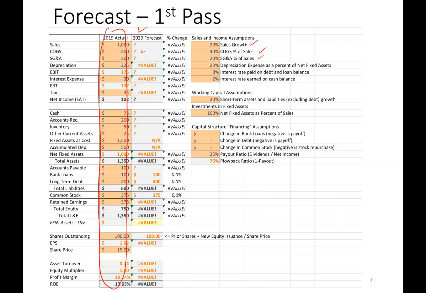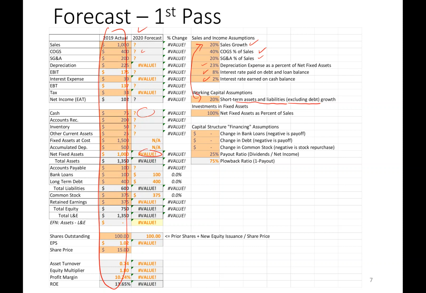Depreciation, we're going to assume this 23% as an expense of net fixed assets. So it's going to be 23% of my net fixed asset value calculated down here. We're going to assume we pay 8% interest on debt and earn 2% on my cash balance. We're going to assume that working capital, all my short-term assets and liabilities excluding debt, will just grow at the same rate as sales.